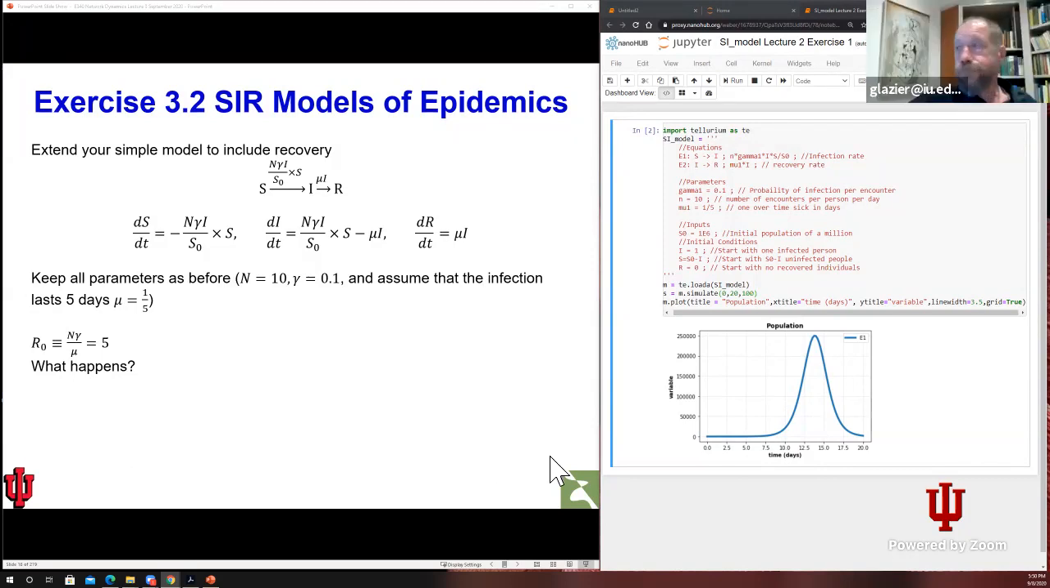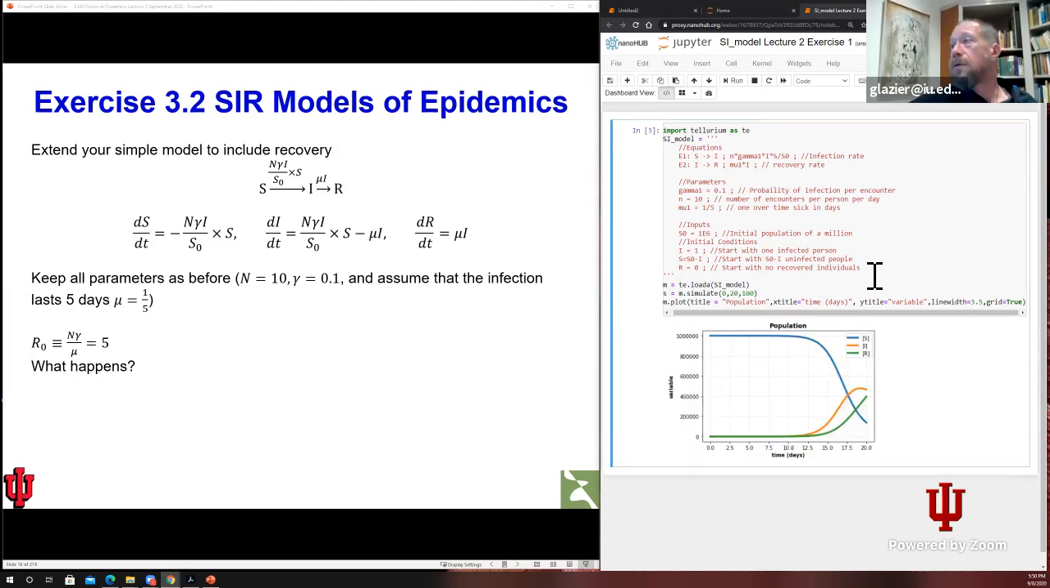Okay, so that wasn't too demanding, I hope. So, well, if I look at my parameter values, clearly I need more time in my simulation. So let me go to 40 days. Did everybody get something that looked more or less like that?